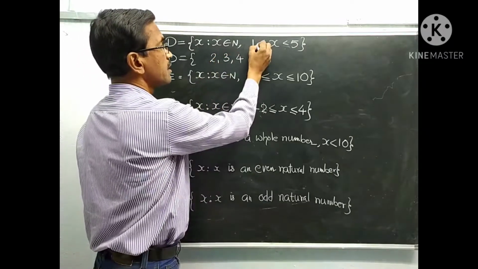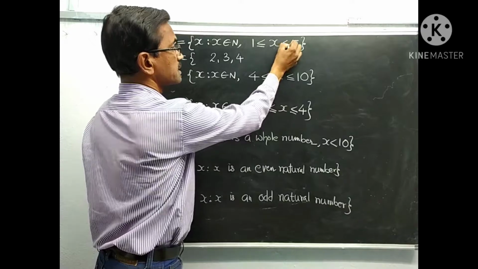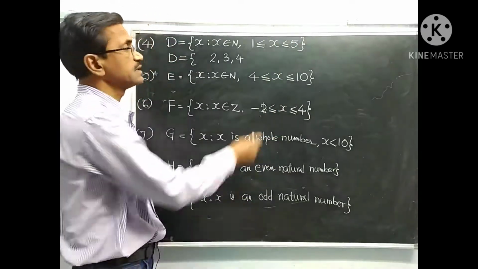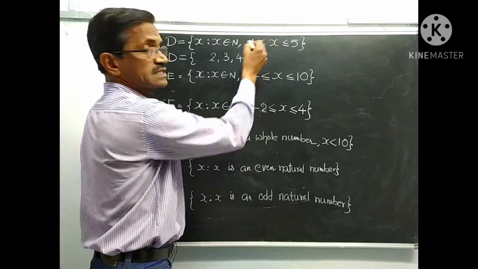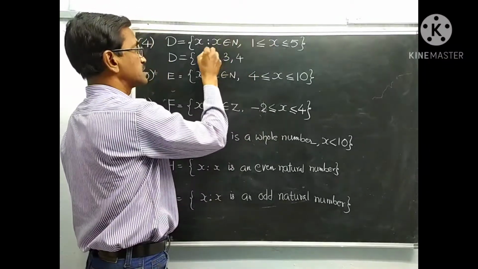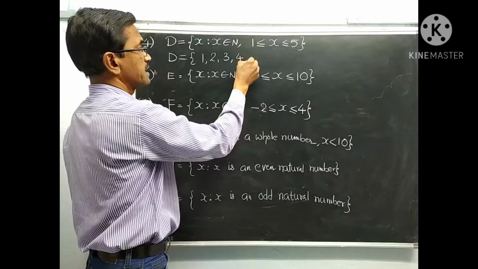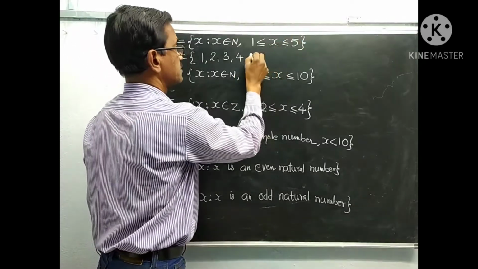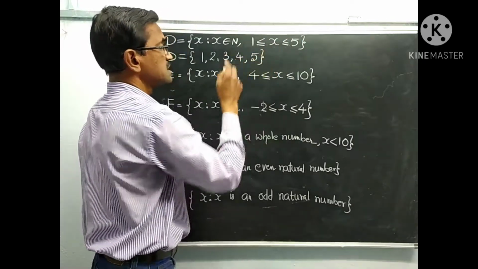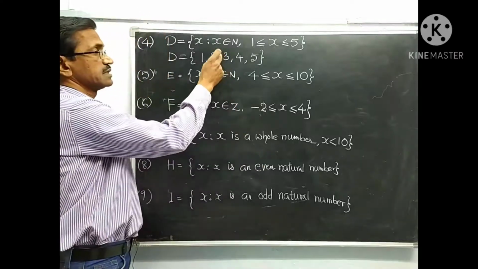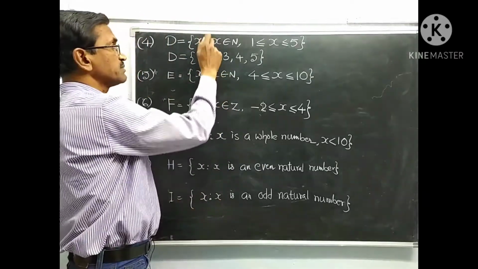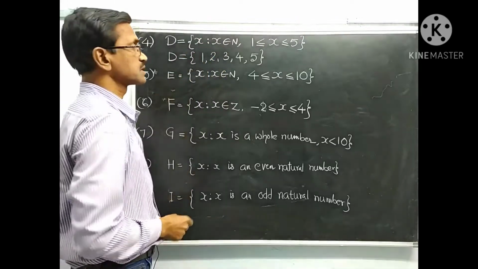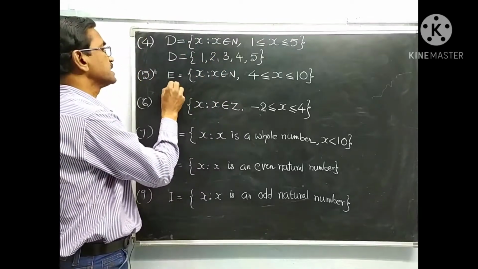But here the equal to sign is there, less than or equal to in the equation. When the equal to sign is there, you have to take 1 also. And here you have to take 5 also. In this way we can write this set. This is the roster form and this is the set builder form. Both represent the same set.